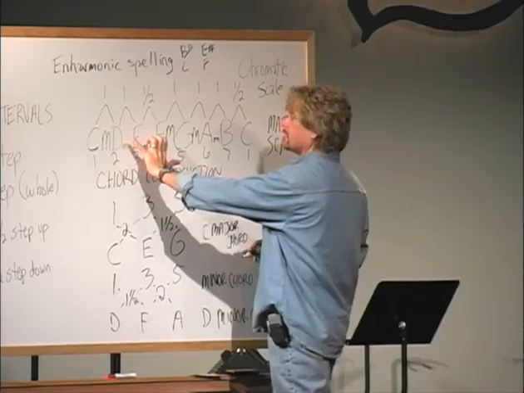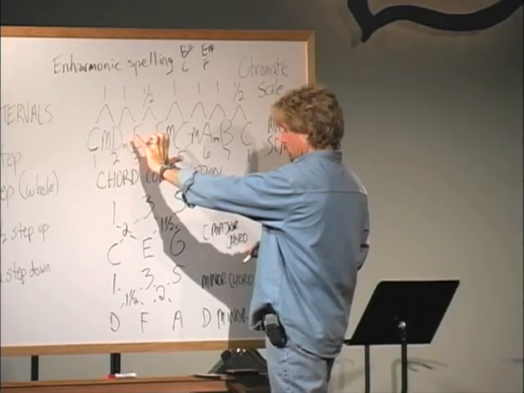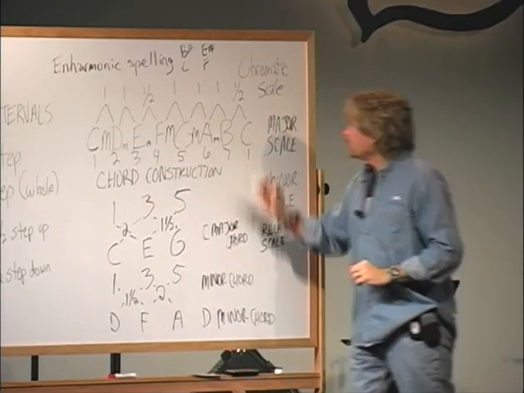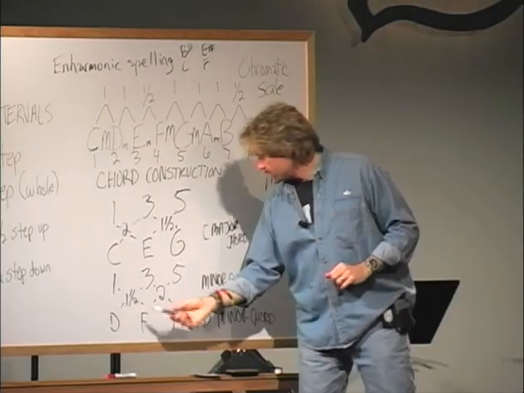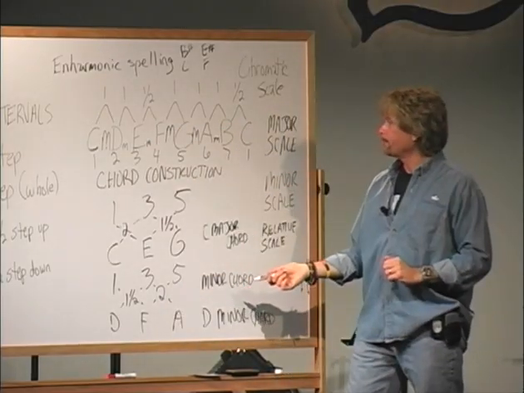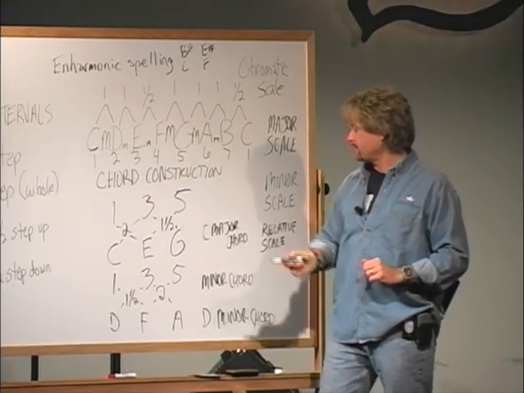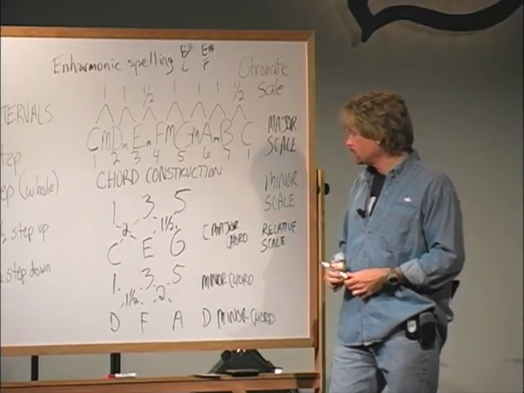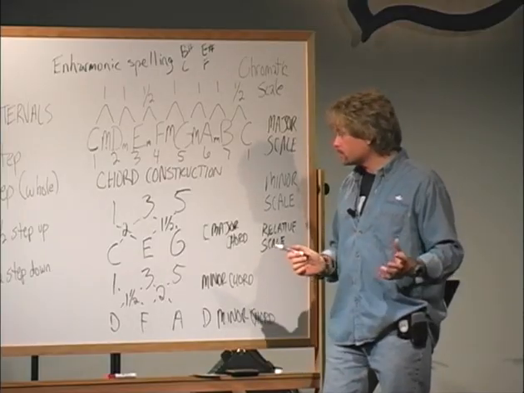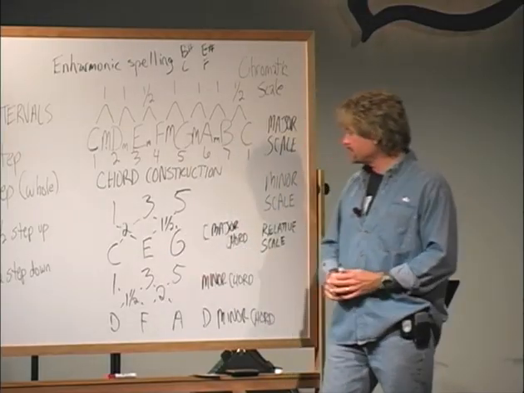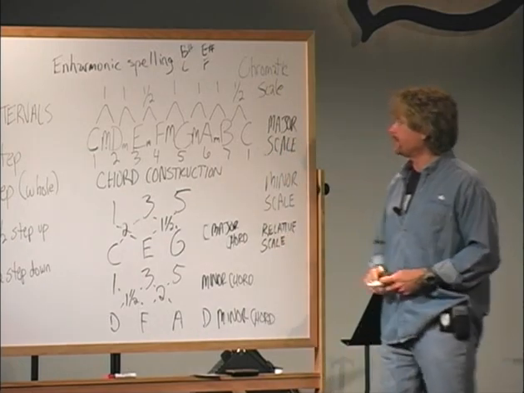And then between D and F, well, now we have a problem. B to D is a step and a half, so it looks like a minor chord. But then D to F is a step and a half, so it looks like a major chord. So is it a major minor chord, or what exactly is this new animal that we found?